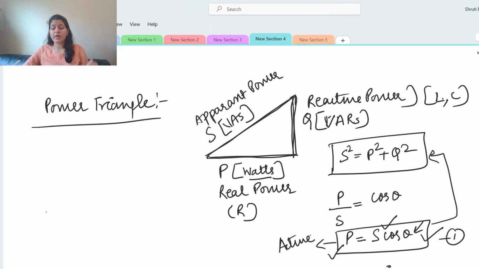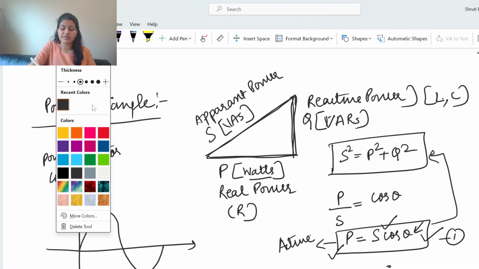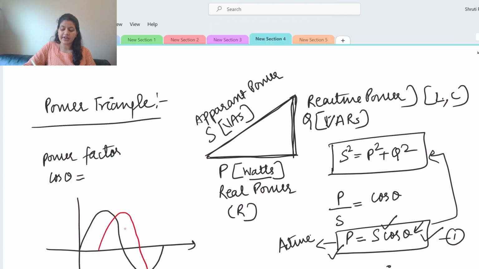Okay, there is one more thing which we call power factor. So what is power factor? Power factor is represented by cos theta. This is what power factor is. What is the physical significance? Like, this is a voltage waveform, and with a different color, maybe red, we'll say that this is a current waveform.